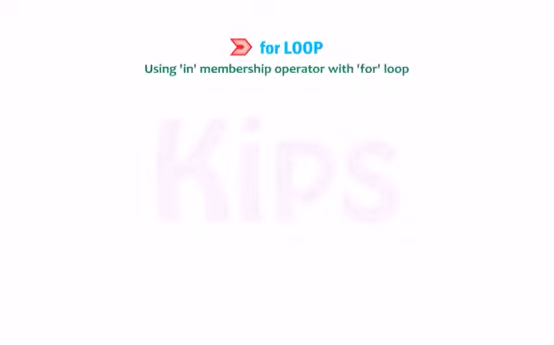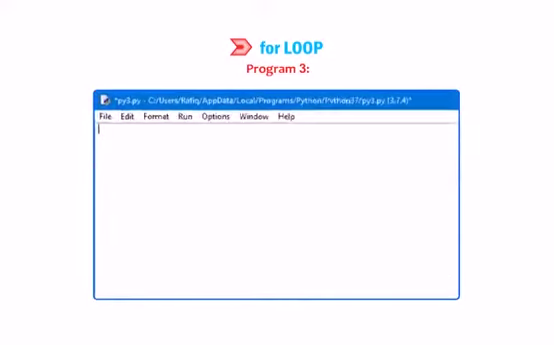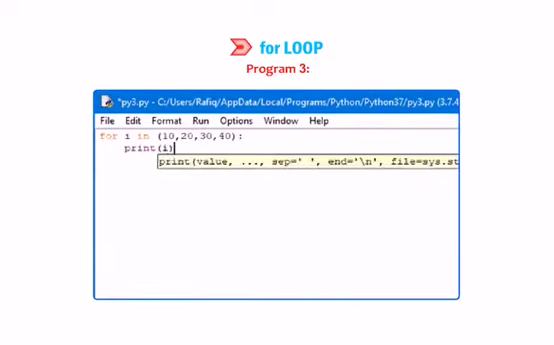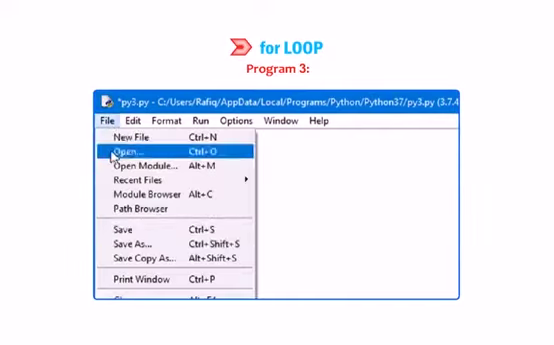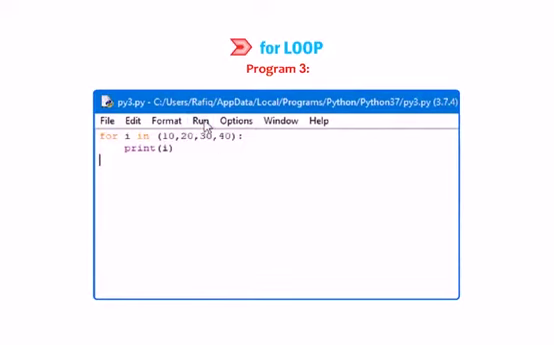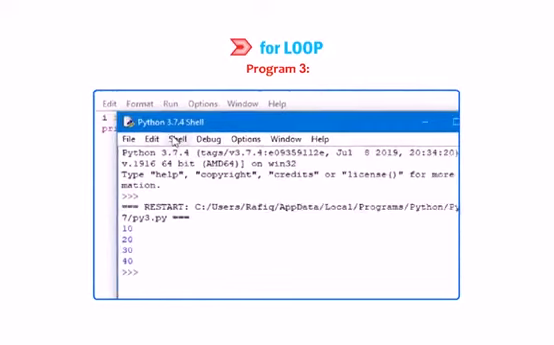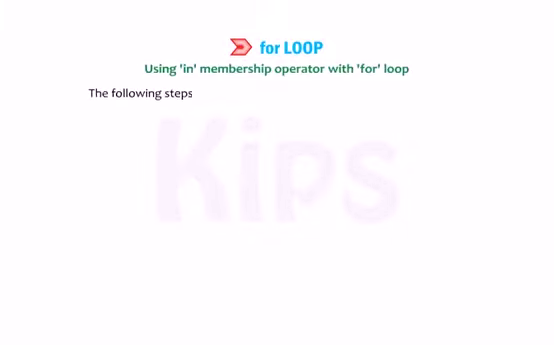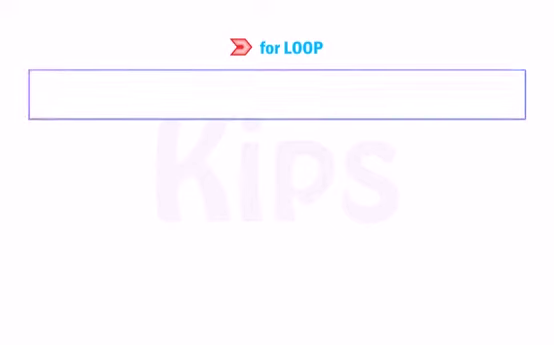Using in membership operator with for loop. Consider the following example. Program 3. The following steps are involved in the execution of the for statement.